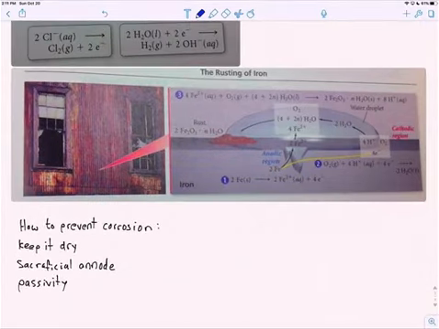And so we want to prevent corrosion. How do you prevent corrosion? Good old drain the swamp, as they say. Keep it dry. So you might notice that wet iron oxidizes more quickly. So if you keep it dry, it's not going to oxidize as quickly.